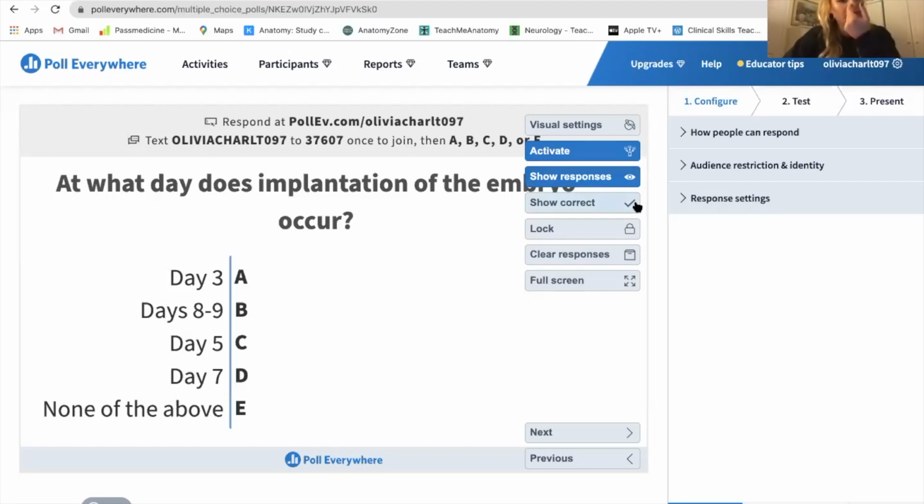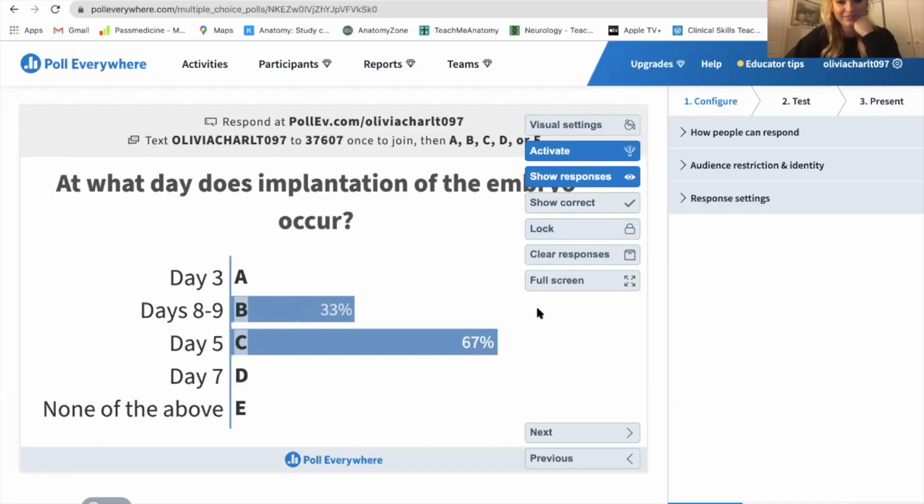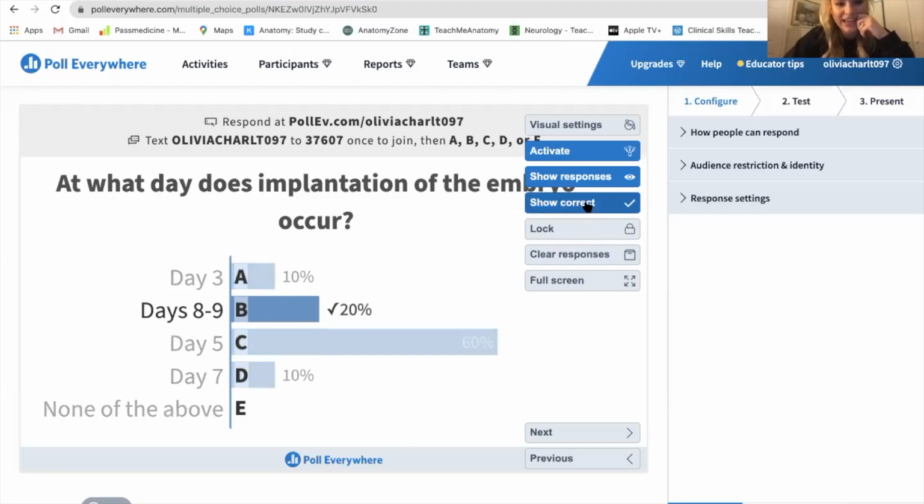So at what day does implantation of the embryo occur? Oh, some people are changing their minds. Okay, so it is day 8 to 9. So 20% of you got that.